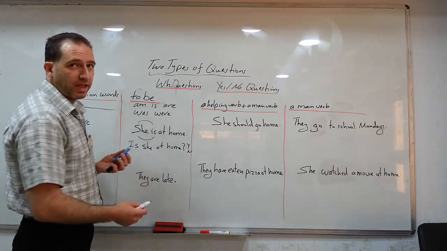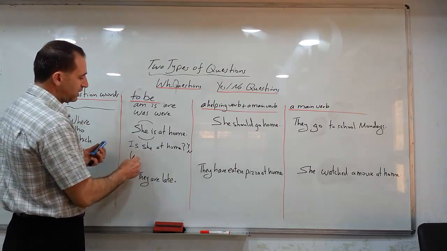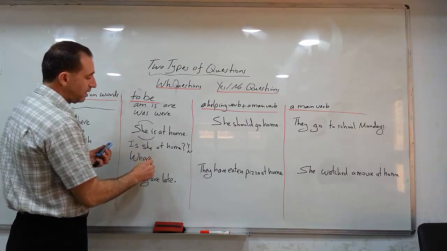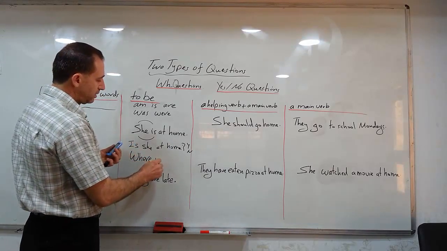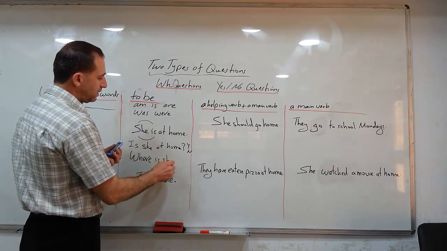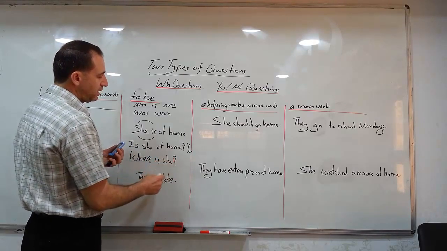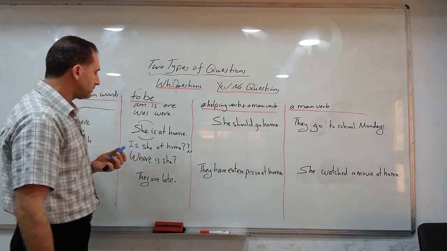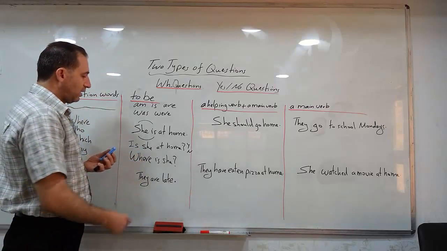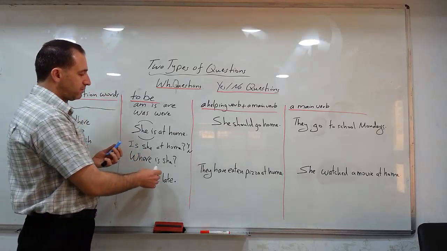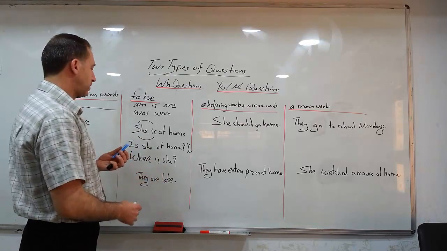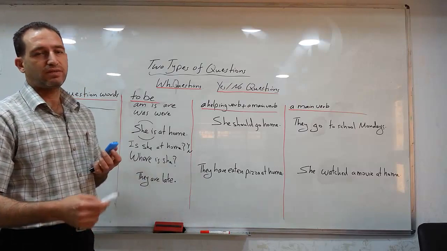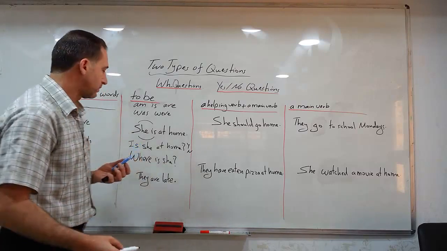So, home is a place, so I might make a question starting with where, asking about a place. So, where is she? And the answer is at home. Of course, I should keep the inversion: is she, not she is, because I still have a question. And where is just a word that gives a meaning, asking about a place.